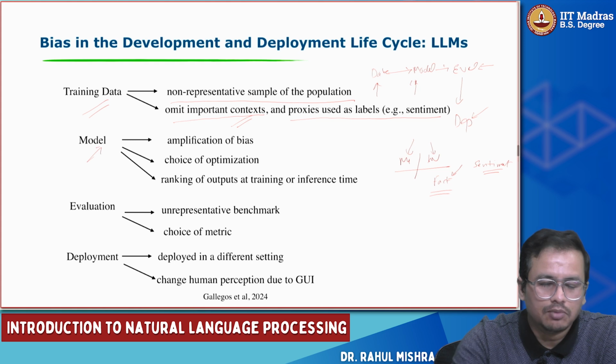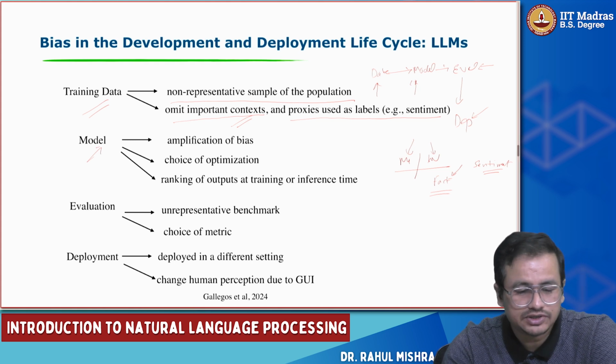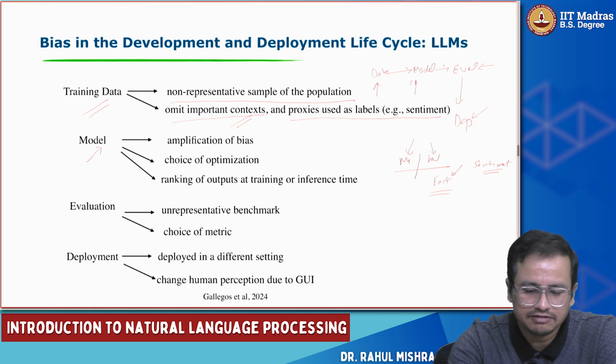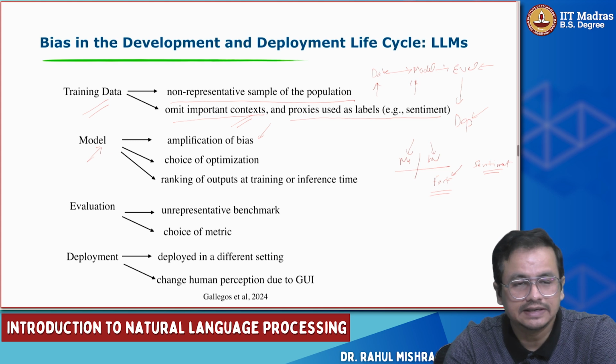Then at the model level, the biases which are there, let's say in the data, will be amplified. We have discussed in so much detail what the amplification of bias is.